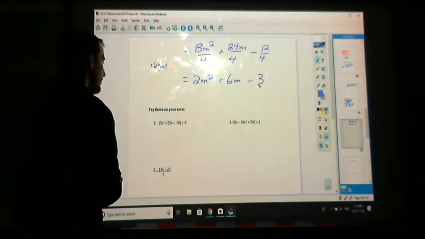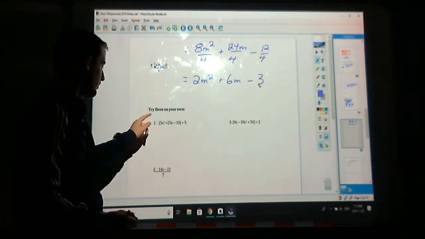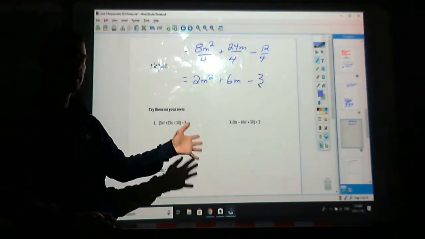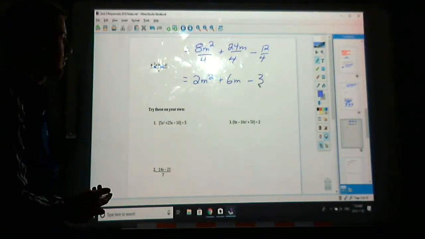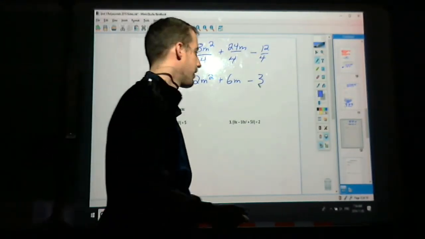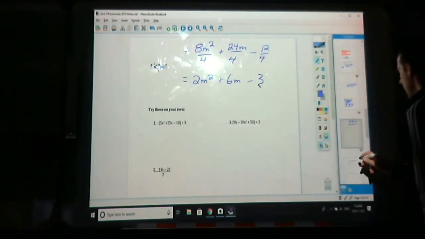I want you guys to try these on your own. Whether the division sign is shown as a division sign or a fraction doesn't change what the problem is. Again, in class, I'm going to ask you to try these on your own, and then as a group, we'll go over them.